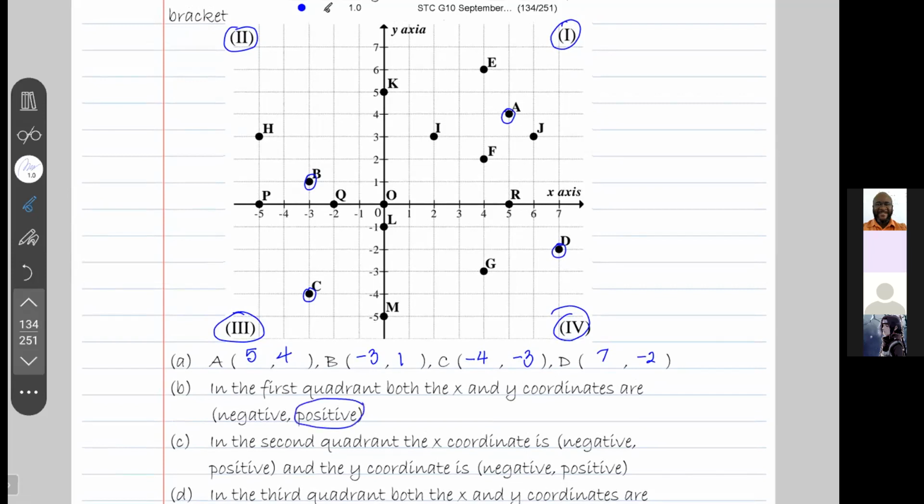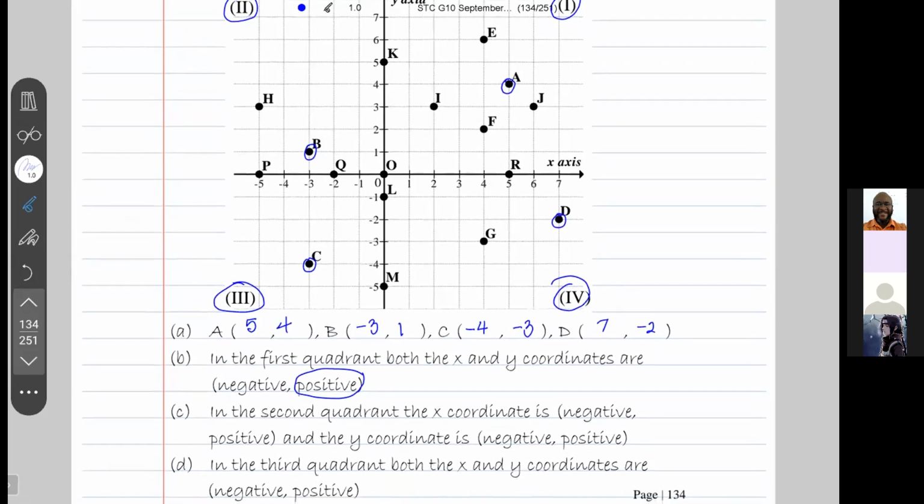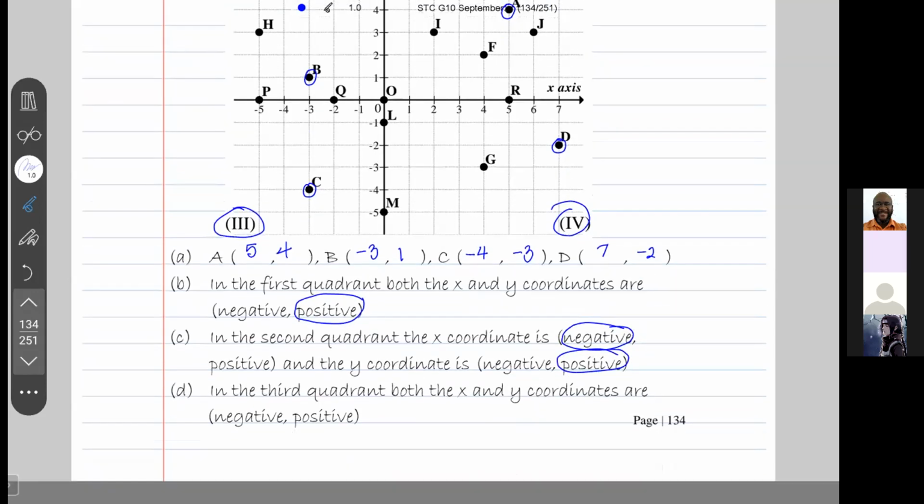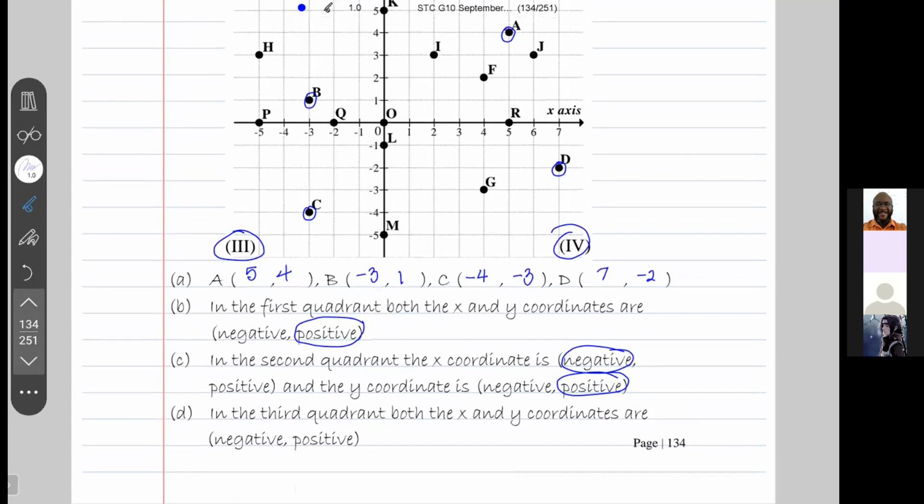Guys, in the second quadrant, the X coordinate is, Anaya, this is your question. In the second quadrant, where B is, the X coordinate is negative or positive? Negative. Good. And the Y coordinate is negative or positive? Positive. Very good. All right, Jadon, your question. In the third quadrant, both the X coordinate and the Y coordinate are negative. Good.